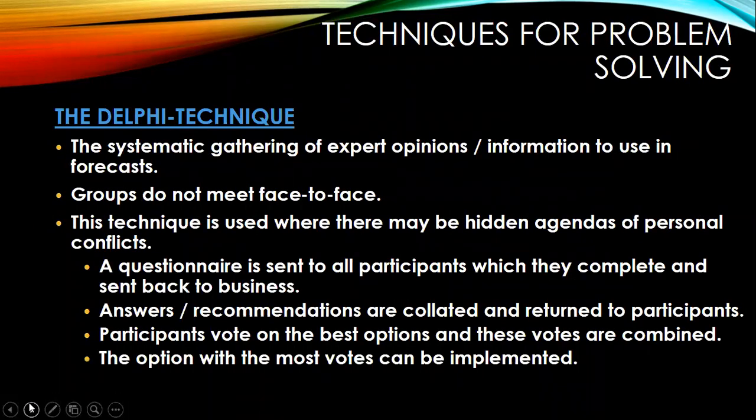Then the Delphi technique. So remember, we said that this is very similar to the nominal group technique. The Delphi technique is the systematic gathering of expert opinions or information to use in forecasts. Groups do not meet face to face. This technique is used when there may be hidden agendas or personal conflicts. A questionnaire is sent to all participants, which they complete and send back to the business. Answers or recommendations are collated and returned to participants. Participants vote on the best option, and these votes are combined. The option with the most votes can be implemented.